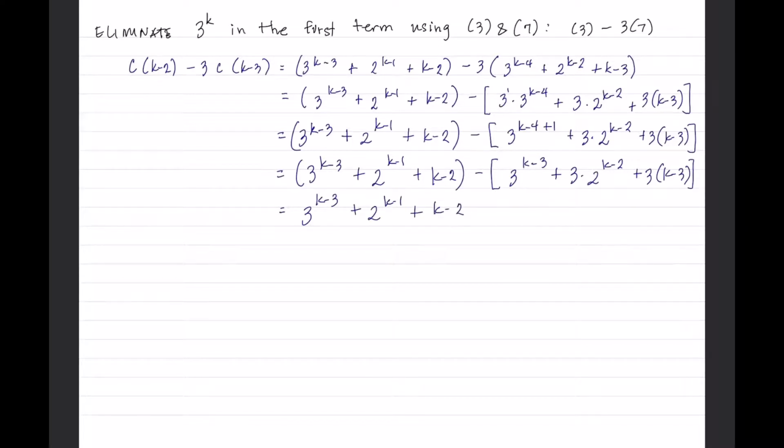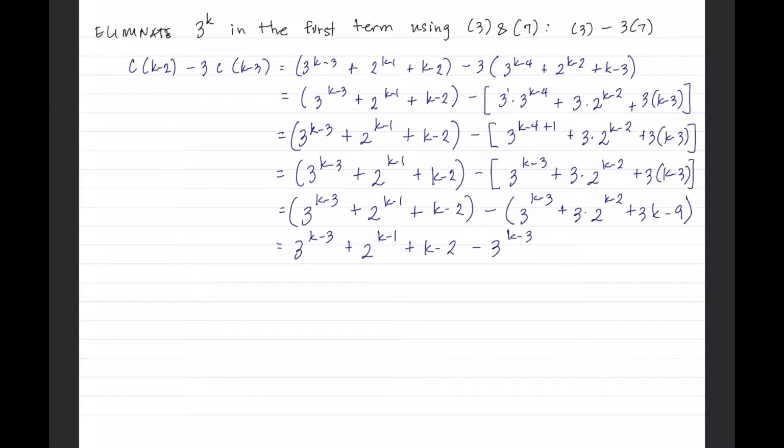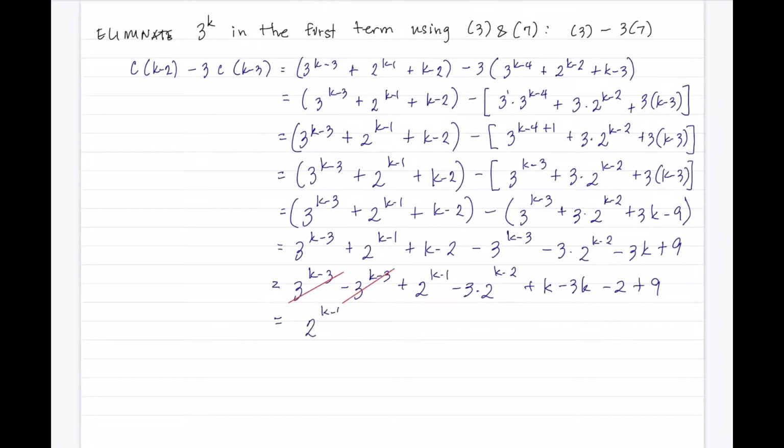So we now distribute the constant 3 to the quantity k minus 3, so we get 3k minus 9. Then the next step, we now distribute the negative sign, so that would give us negative 3 raised to k minus 3 minus 3 times 2 raised to k minus 2 plus negative 3k plus 9. So we now rearrange the terms, so we get 3 raised to k minus 3 minus 3 raised to k minus 3 plus 2 raised to k minus 1 minus 3 times 2 raised to k minus 2 plus k minus 3k minus 2 plus 9.